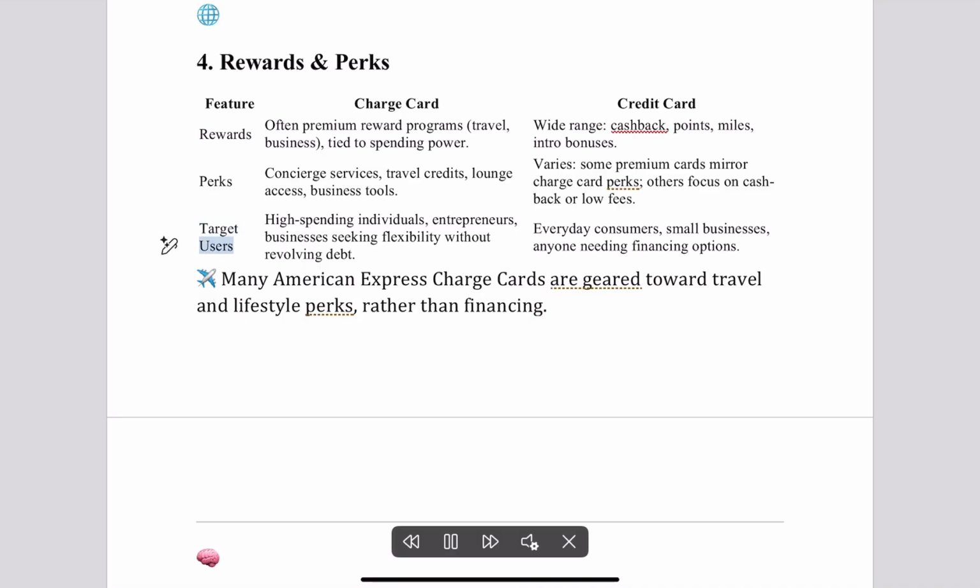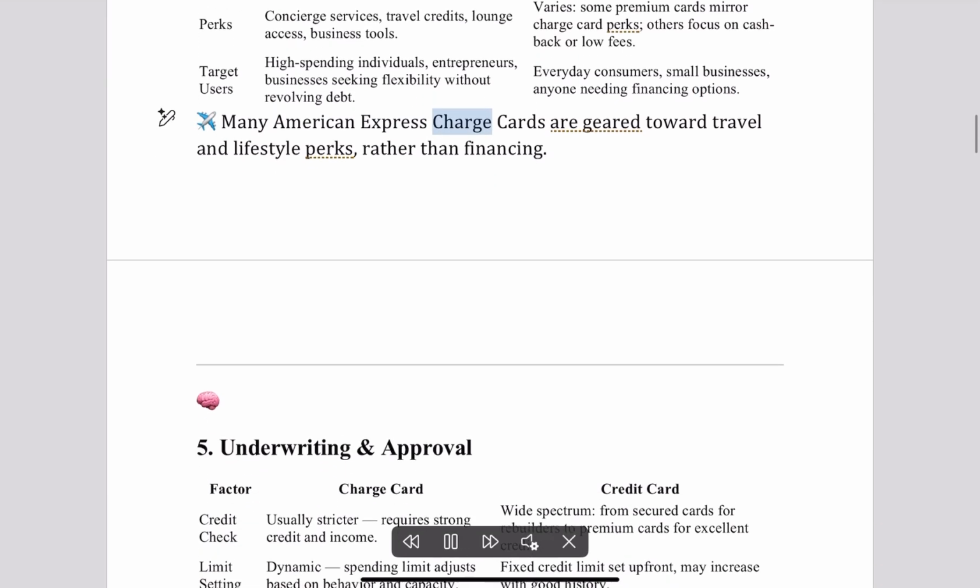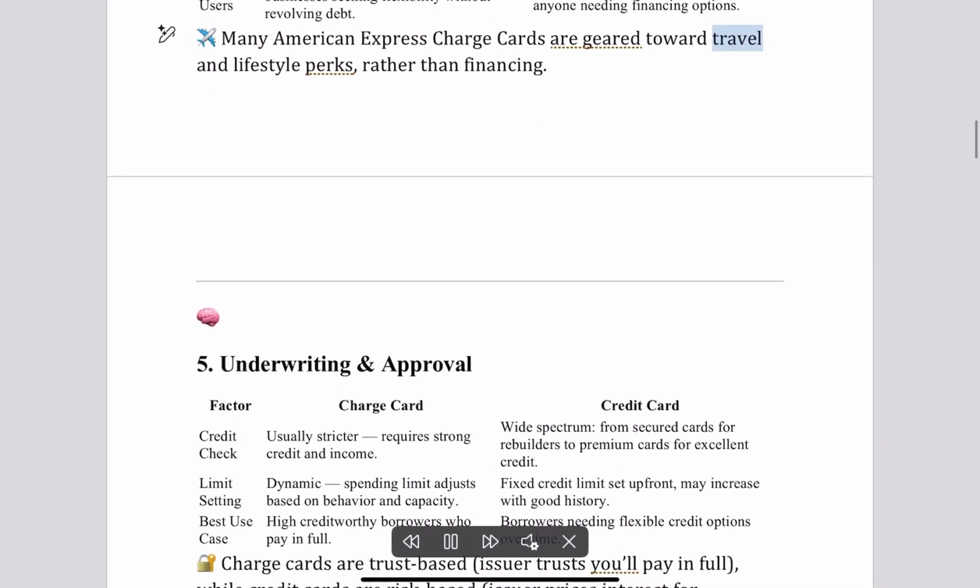Target users. High spending individuals, entrepreneurs, businesses seeking flexibility without revolving debt. Everyday consumers, small businesses, anyone needing financing options. Many American Express charge cards are geared toward travel and lifestyle perks rather than financing.